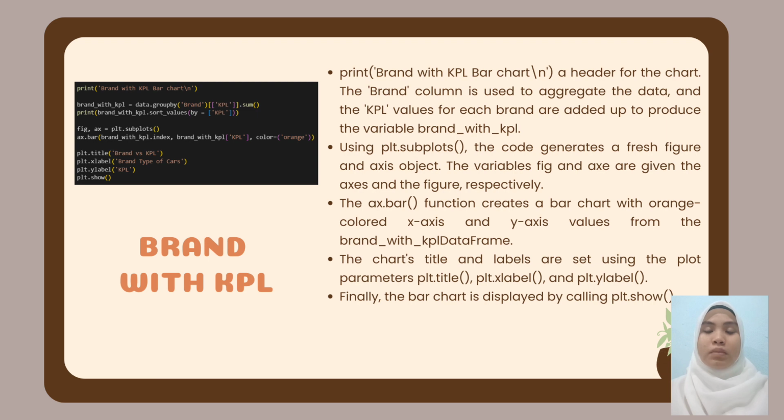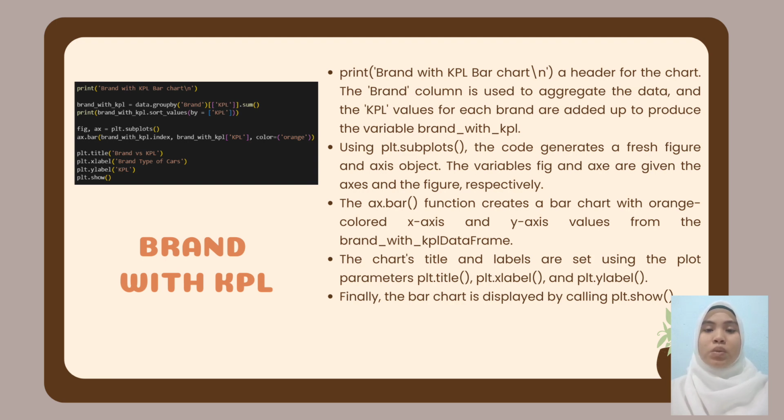Okay, the brand column is used to aggregate the data and the KPL values for each brand are added up to produce the variable brand with KPL. Using plt.subplots, the code generates a fresh figure and axes object. The variables fig and ax are given to the figure and axes respectively.